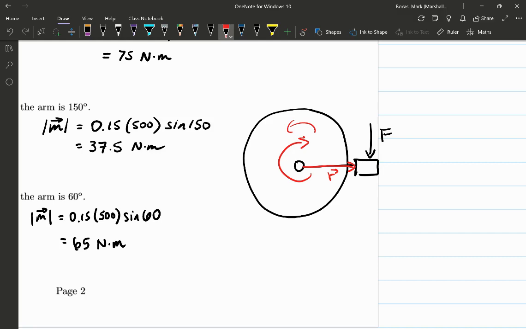Because you're generating a rotation of an object based on these two vectors, the force vector and the r vector.